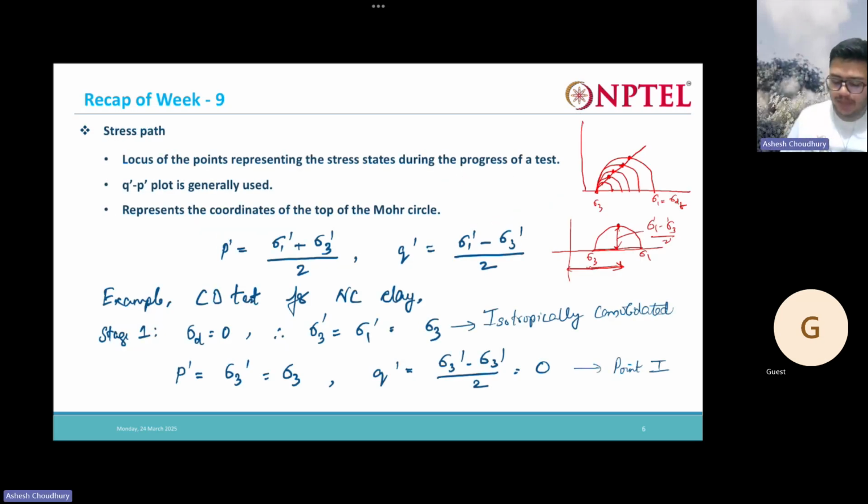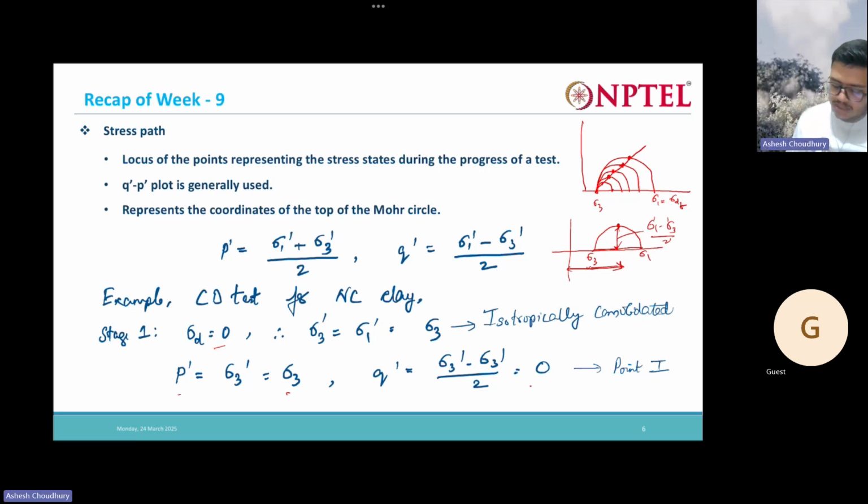So as I said, in the CD test for NCL, in the first stage the deviatoric stress is 0. And my sigma 3 prime is equal to sigma 1 prime, equal to sigma 3, in the consolidation stage because it is isotropically consolidated. Hence, my p prime will be what? Sigma 3. And my q prime will be what? 0.